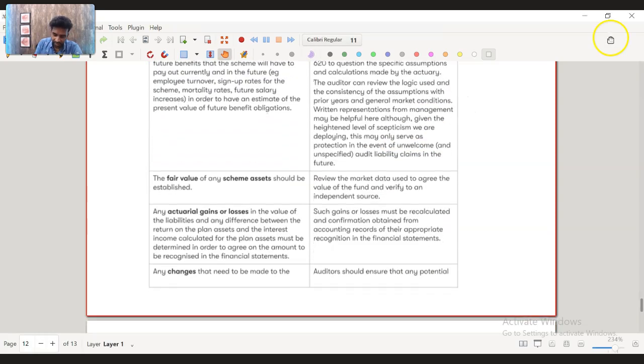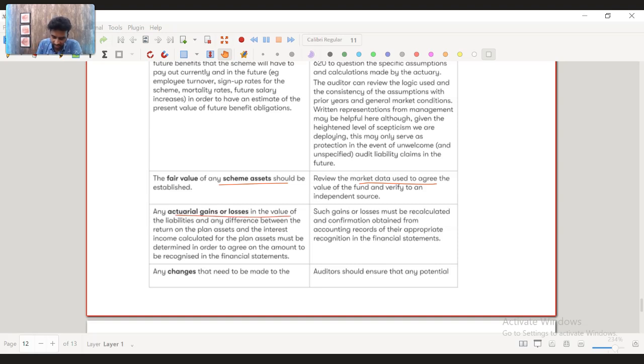Then comes the fair value of any scheme assets. So any assets the company has invested in for the employee benefits, which are separated out from the liability, what is the fair value of those assets? Those assets you can compare against the market data. Like what are the shares the employee benefits have been invested in, what are the mutual funds. You can take the share price directly from the market, and the NAV value you can also get directly from the market for the mutual funds. Just do a recalculation and see if the fair value makes sense.